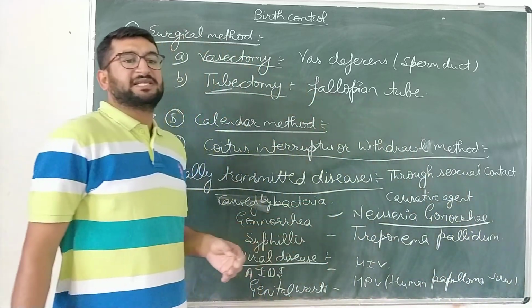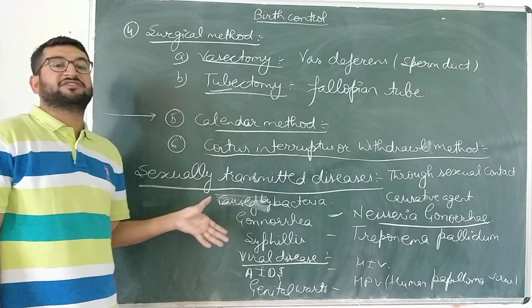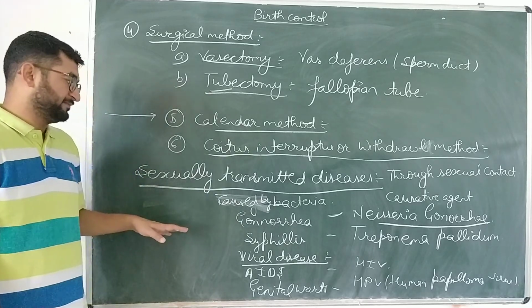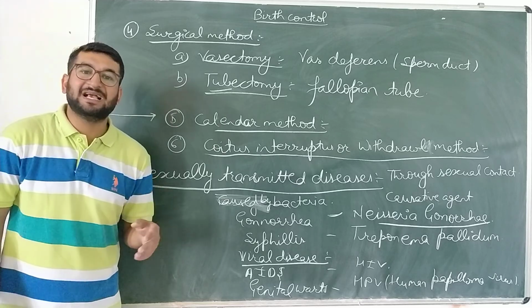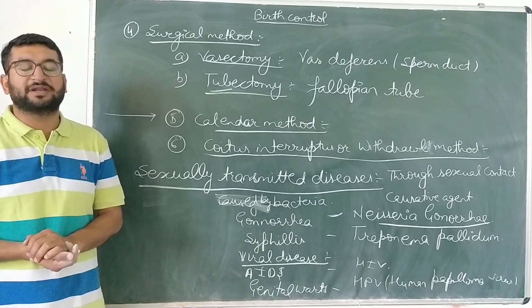So these are the sexually transmitted diseases which can be transmitted from an afflicted person to a healthy person through sexual contact, and they may be caused by bacteria and viruses. So that is the end of your chapter, How Do Organisms Reproduce.